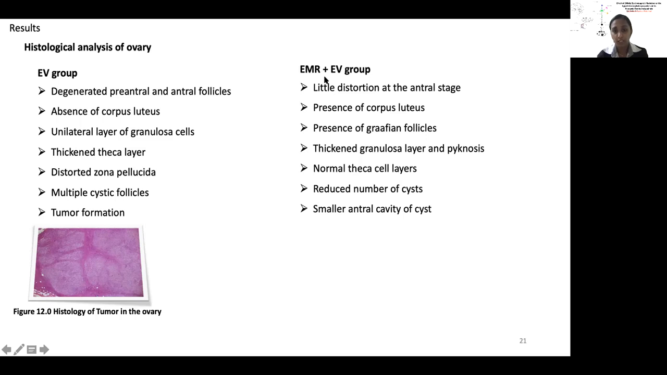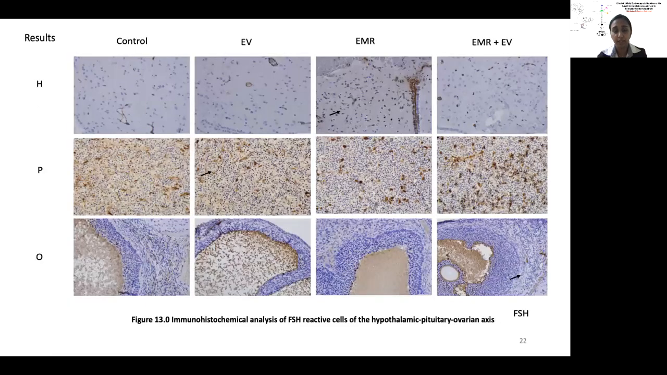Little distortion. When this same group, the PCO group, was exposed to electromagnetic radiation, we observed little distortion at the antral stage, presence of corpus luteum. There were Graafian follicles present. The granulosa cells were much thickened, but there was pycnosis. We had normal theca cell layers, a reduced number of cysts, and the antral cavity of the cells was much smaller, right? In terms of the immunohistochemistry, this is just a visualization of how they were for each group.